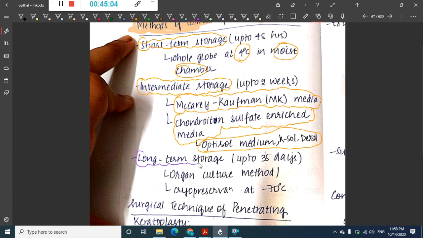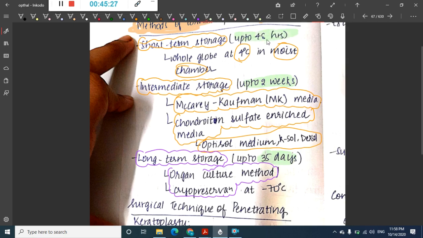Then what about long term storage? Long term storage is up to 35 days. In this you can either do the organ culture method, or cryopreservation can be done for long term storage.